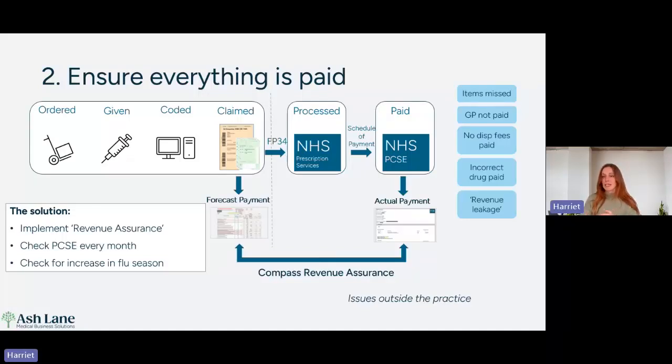So firstly, check PCSE and make sure that you have a statement and a payment for every single month, that none are missing. You can also look for those spikes in the flu season. So in the flu season, when your flus are being claimed, there should be a higher payment that you're receiving that roughly matches that. If you want to take it a step further, I would also recommend having a look at your drug statement, checking the number of items that you've been paid for, and referring that back to the claim itself and verifying whether or not all of the items have been paid.